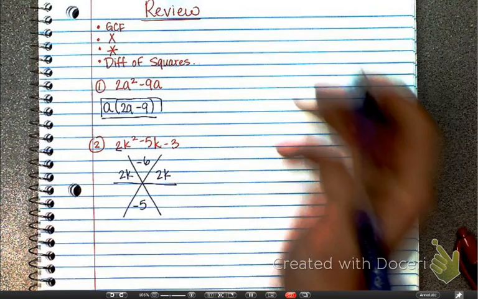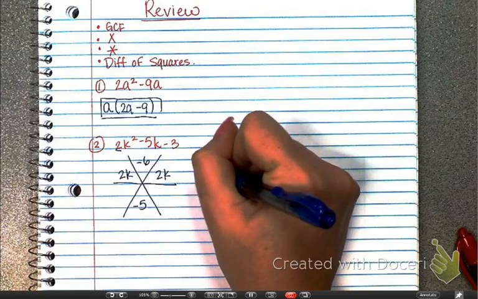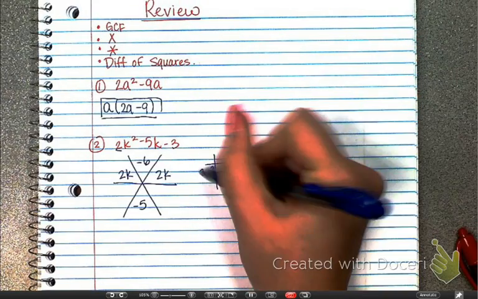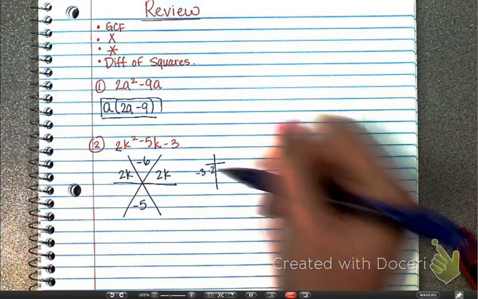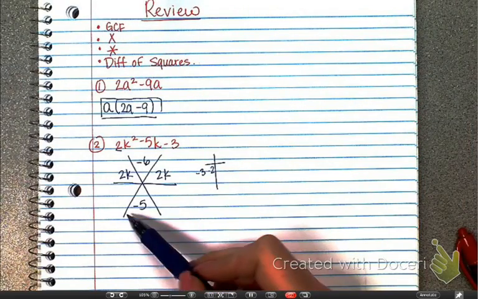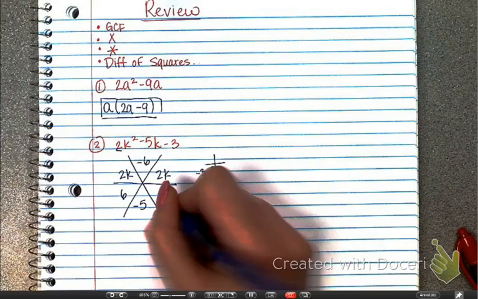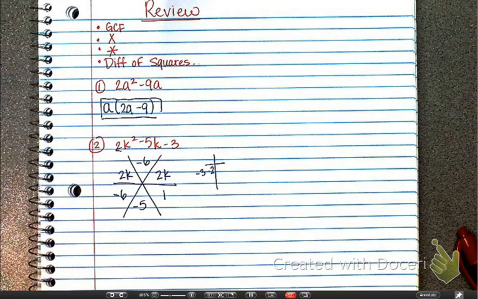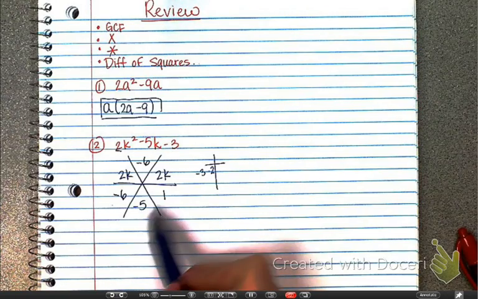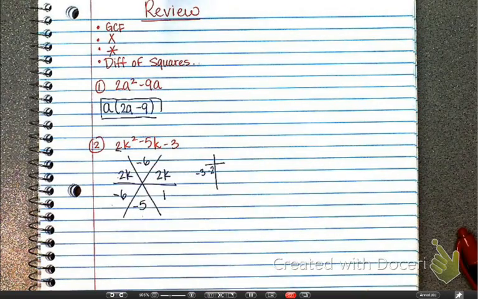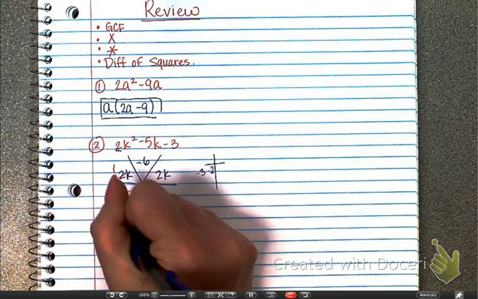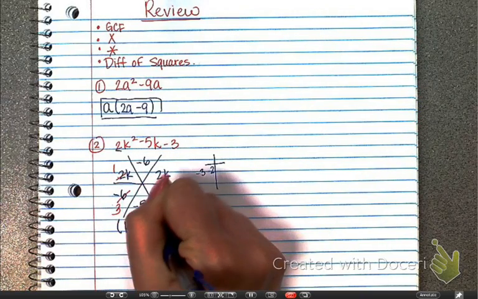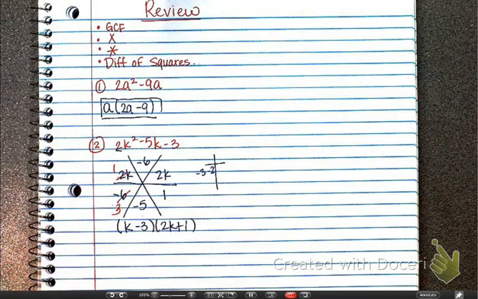So if I did 3 and 2, because 3 times 2 is 6, one of them needs to be negative to give me a negative 6, but then there's no way to make that a negative 5. So my only option then would be 6 and 1. 6 times 1 is 6, and it needs to be a negative 6, because negative 6 plus 1 is negative 5. Remember to reduce. So 2 goes into itself once, 2 goes into 6 3 times. This side cannot be reduced, so the final answer is k minus 3 times 2k plus 1.